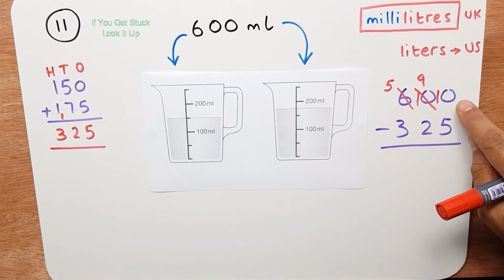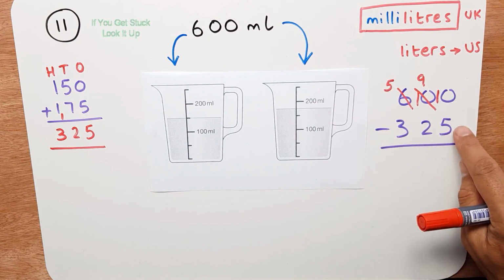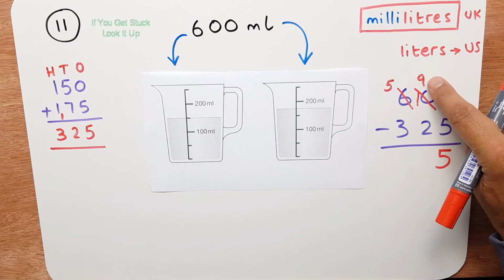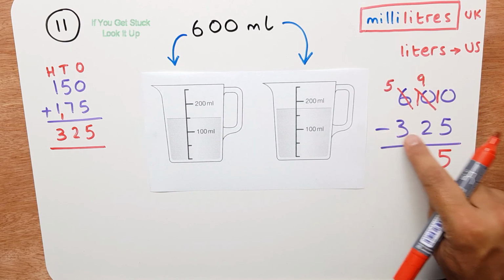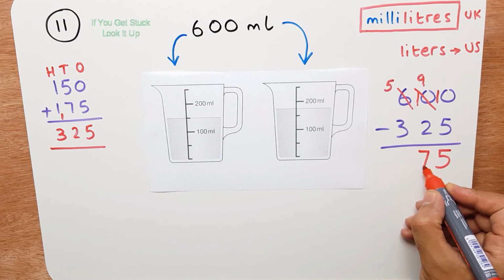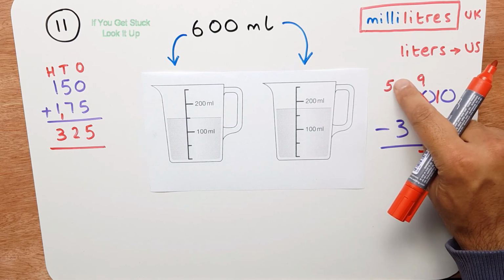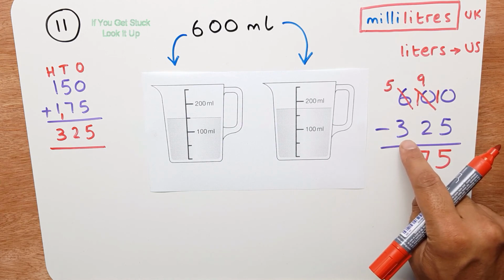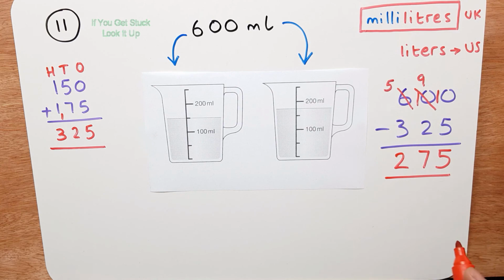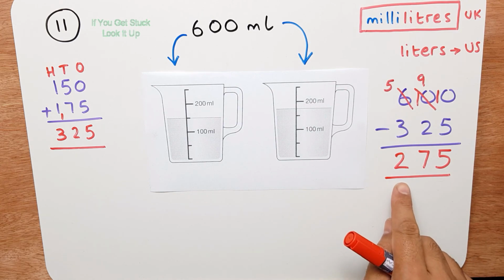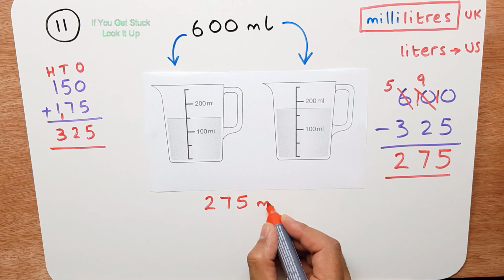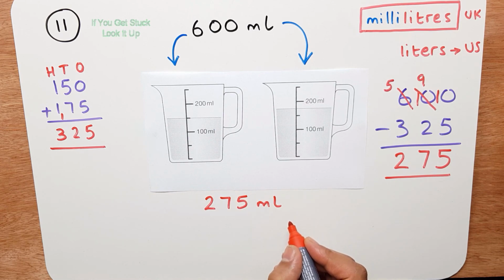So now I have 10 take away 5, which is 5. 9 take away 2, which is 7. And finally 5 take away 3, which is 2. So Stefan has 275 millilitres of water left in his bottle.